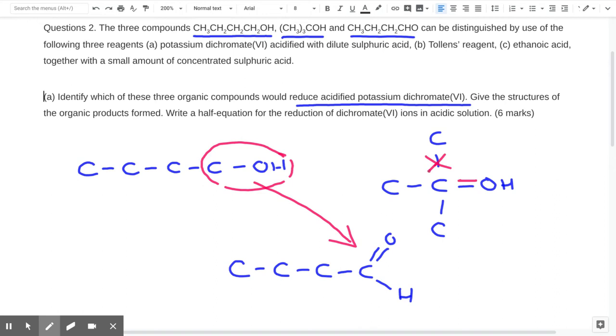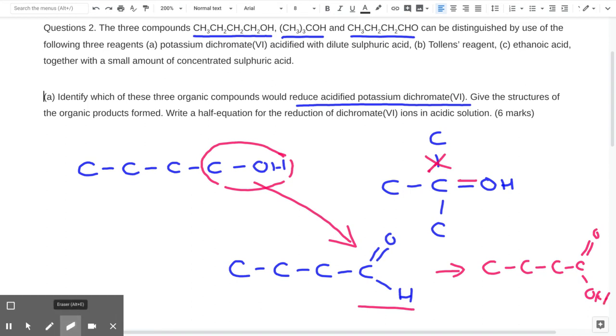So we have the butanol straight chain isomer oxidizing to butanal, as we've said, but also butanal itself could be oxidized, and that will oxidize further to the carboxylic acid equivalent, butanoic acid.